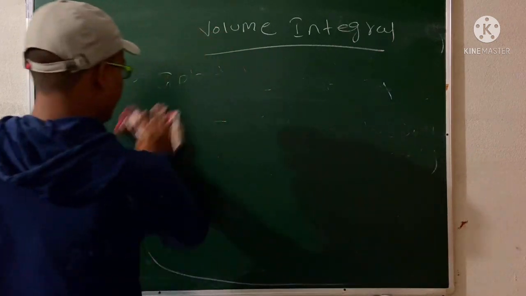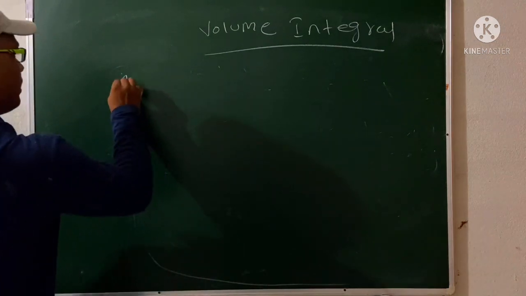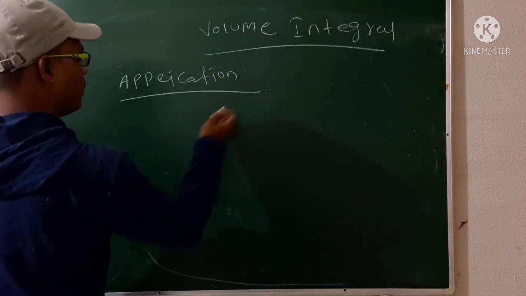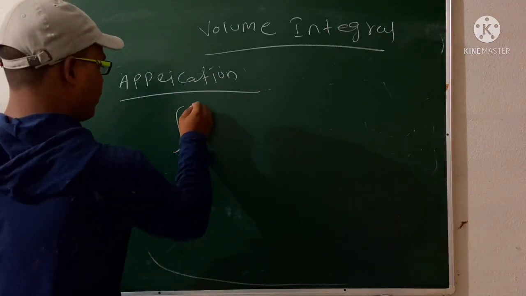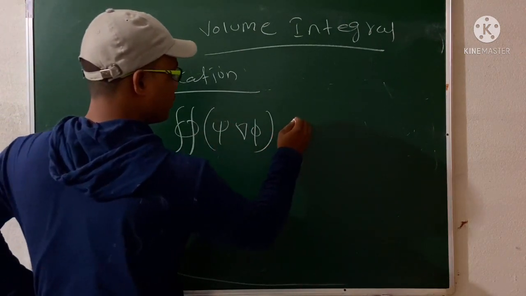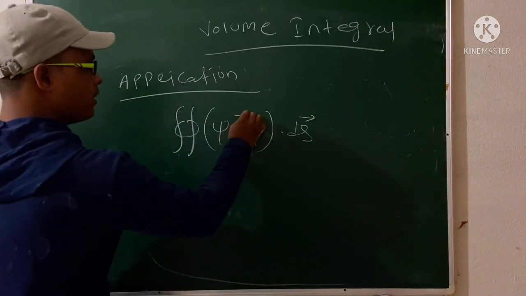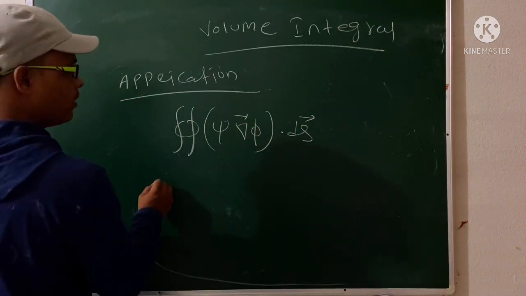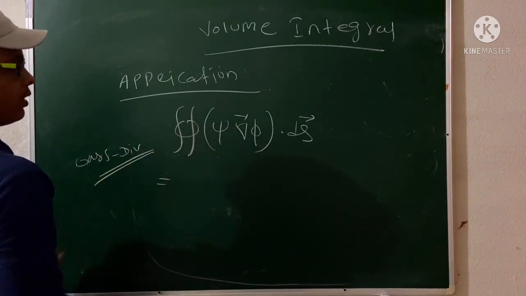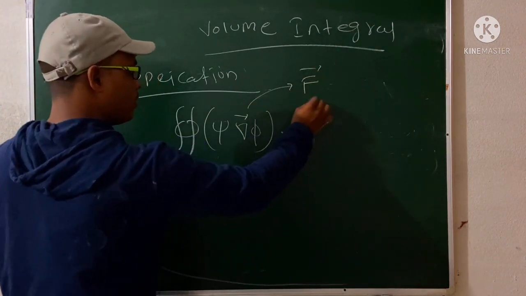Then another thing I am telling you about is the application of the Gauss divergence theorem. So what are the applications? Remember the surface integral of psi del phi dot ds. This is also a vector because del is a vector. So apply the Gauss divergence theorem, F vector dot n cap. So this is your F vector.